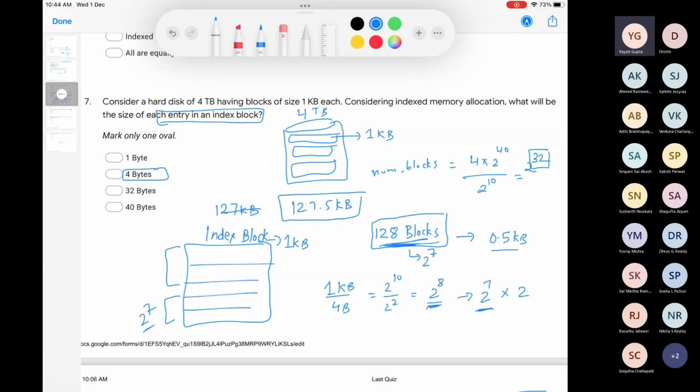How much space will these 2 to the power 7 entries take? Each entry is 4 byte. Right, so 2 to the power 7 into 2 to the power 2 byte, which is 2 to the power 9 byte. You can write it as 0.5 kilobyte. So your 0.5 kilobyte is lost to internal fragmentation in your file blocks, and your 0.5 KB is lost to internal fragmentation in your index block. So in total, you lose 1 KB in internal fragmentation. Any doubt here?